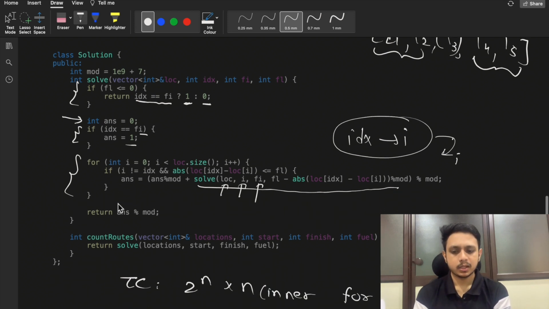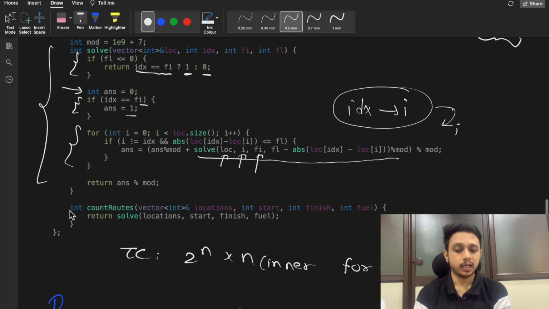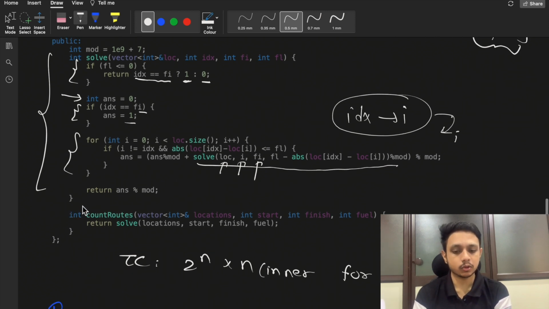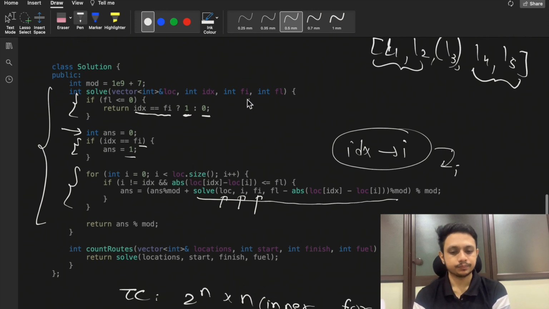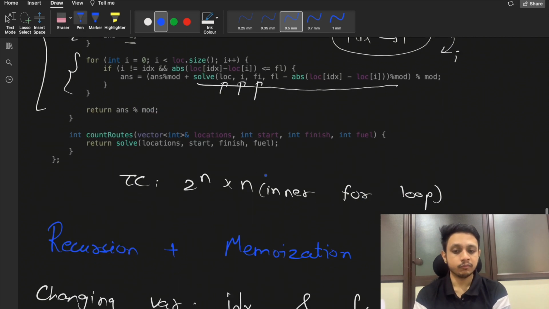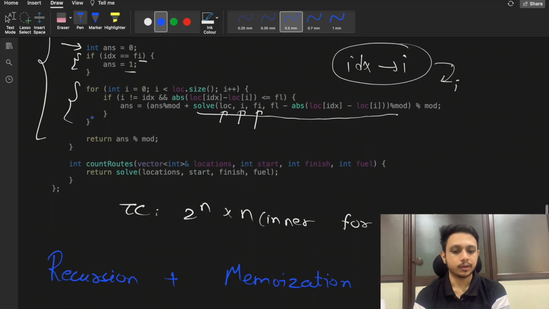Okay, so this is a recursive solution, and the time complexity of this solution would be 2 power n multiplied by n. There are 2 changing variables here, the remaining fuel as well as the index. As well as there is one inner for loop that we are running, so that will also consume O(n) time for each recursive call, right? So this would be the time complexity.